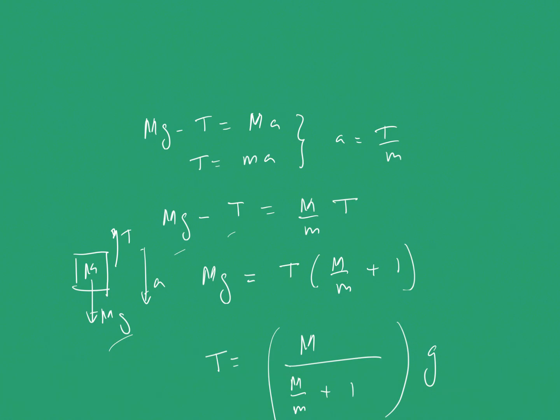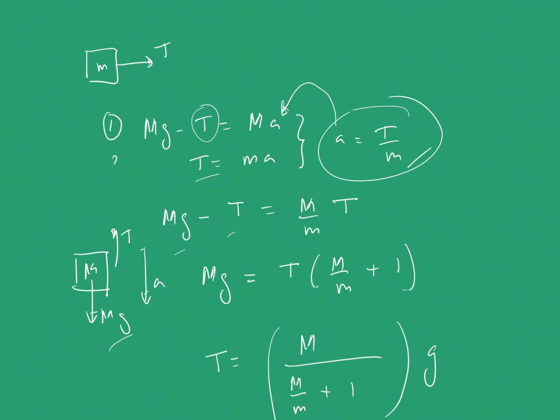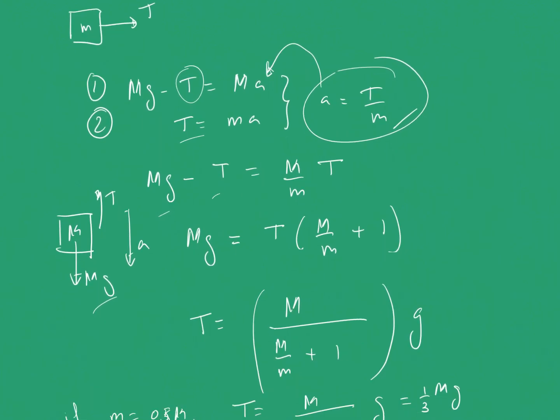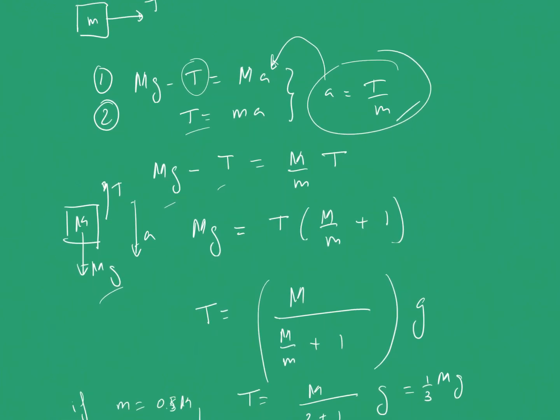For the object of mass little m, there is only one force, the T. So the equation is T equals m times a, the only force acting in this direction. So the acceleration is T divided by m. I will plug in the a here, and I will call the first equation equation 1, and this one equation 2. Equation 1 will read like this: Mg minus T equals M times a.